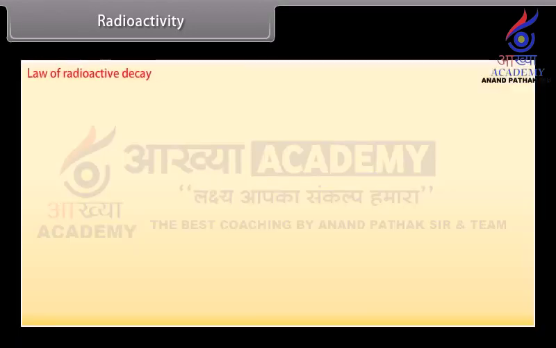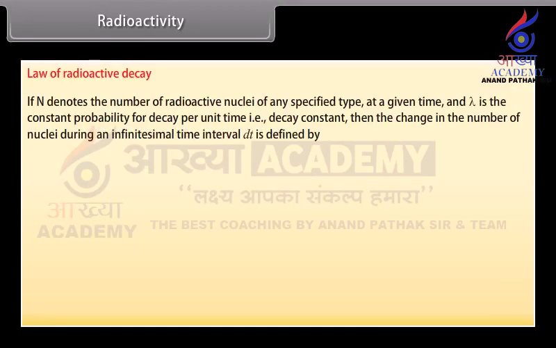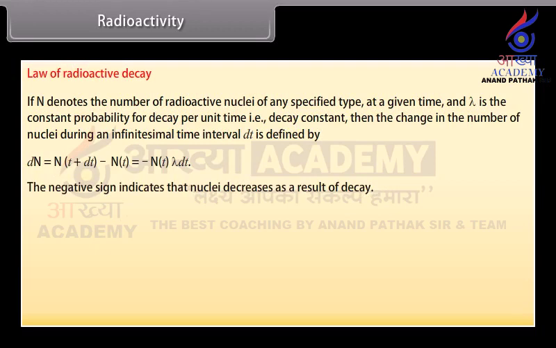Law of radioactive decay. If N denotes the number of radioactive nuclei of any specified type at a given time, and λ is the constant probability for decay per unit time, that is the decay constant, then the change in the number of nuclei during an infinitesimal time interval dt is defined by dN = N(t + dt) − N(t), which is equal to −N(t)λ dt. The negative sign indicates that nuclei decrease as a result of decay.